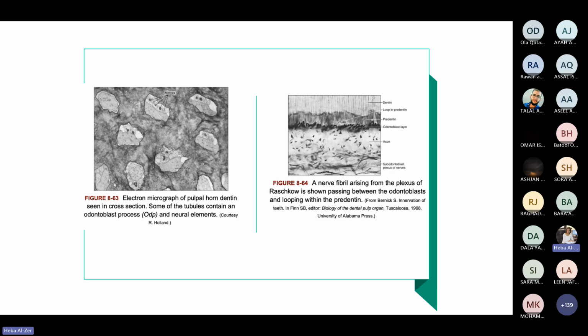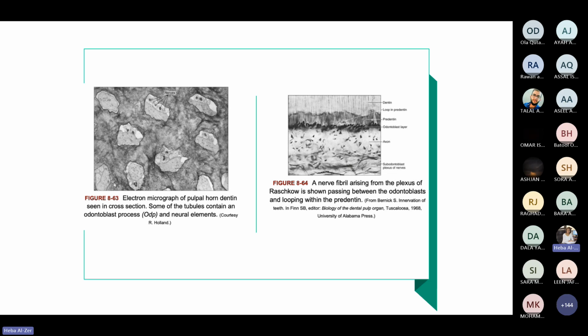Remember this section from the last lecture? This is the electron microscope image of the dentinal tubules, where we can see the dentinal tubule with the odontoblastic process inside and some terminal axons inside the tubule. Here also, if you don't see it very well, there is a nerve terminal coming inside the odontoblastic layer. I always put the pictures with their captions, so you can go back to the original picture and take a look at it.